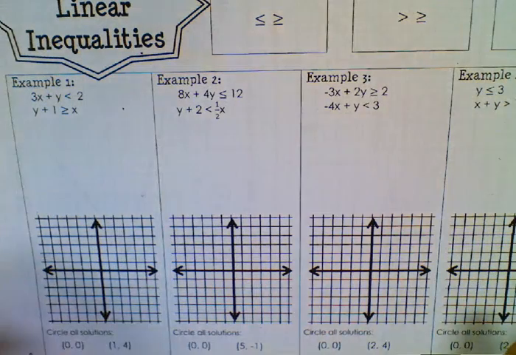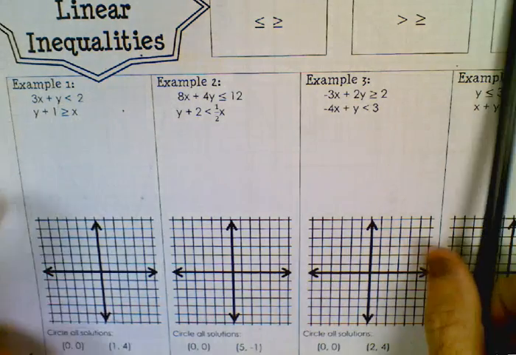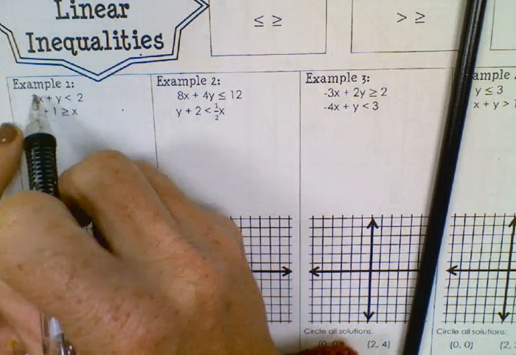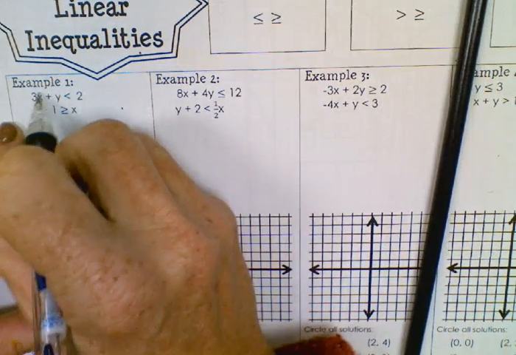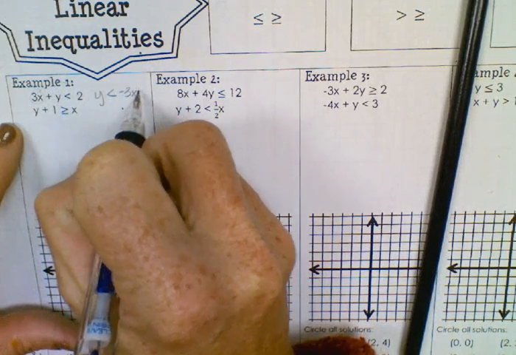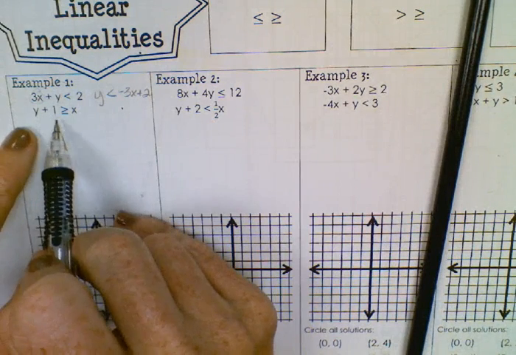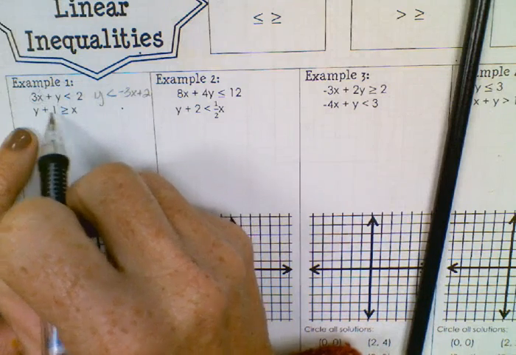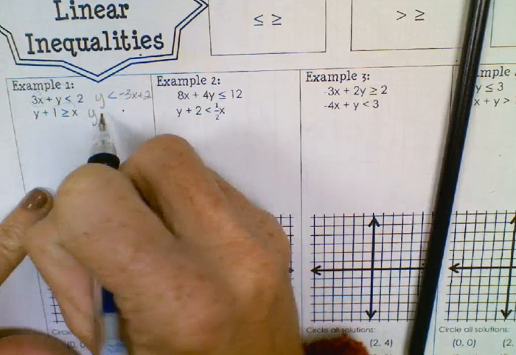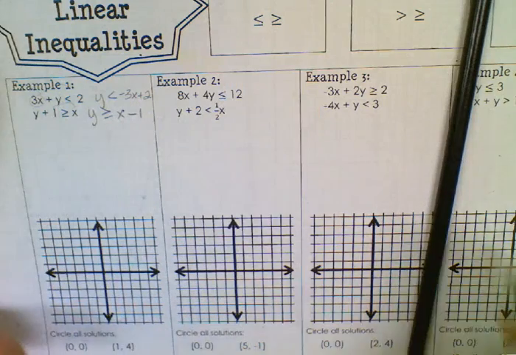So 3x plus y is less than 2. Now, we could do this in one of 2 ways. I'm going to go ahead and move that into slope-intercept form. And now that we've been practicing that, we know that that means our x term needs to go to the other side and switch signs. So that would be y is less than negative 3x plus 2. My second equation is also not in slope-intercept form, so I need to move the 1 over to the other side, and that's going to switch signs. So that is y is greater than or equal to x minus 1.